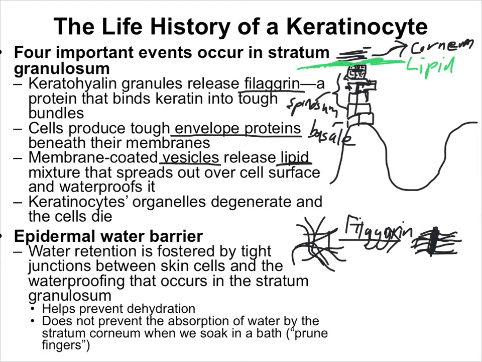This lipid is, well, remember, oil and water don't mix, so it provides a protective coating that helps to waterproof your skin. And you also have oil glands or sebaceous glands that secrete sebum, which is another liquid. They secrete it to the top of the skin, on top of the corneum. Now that's going to be sebum.